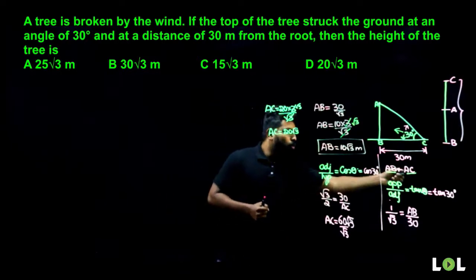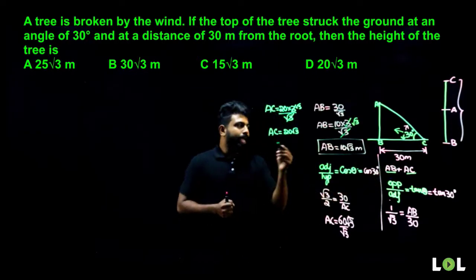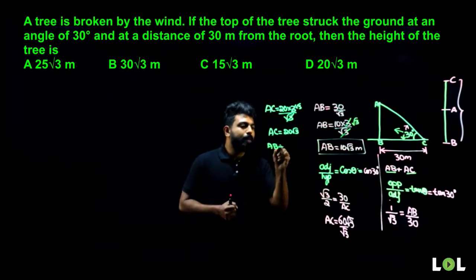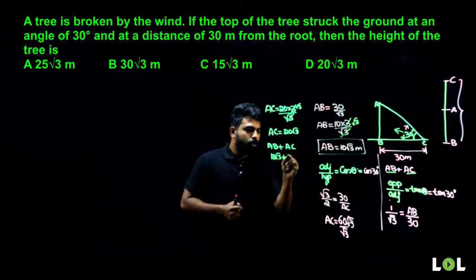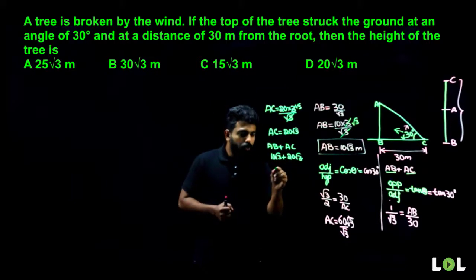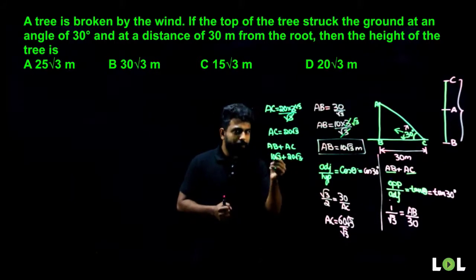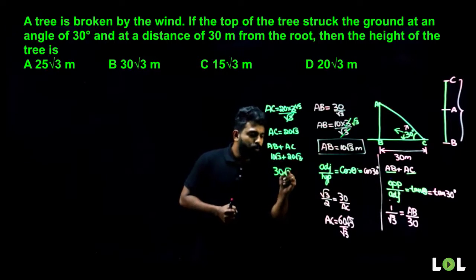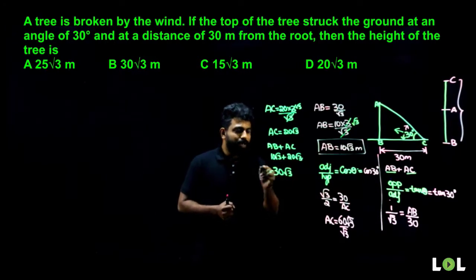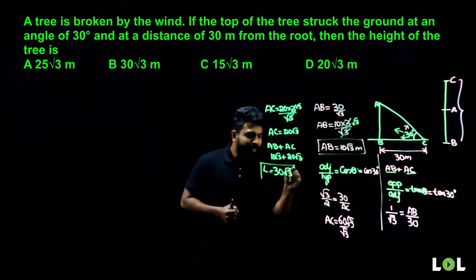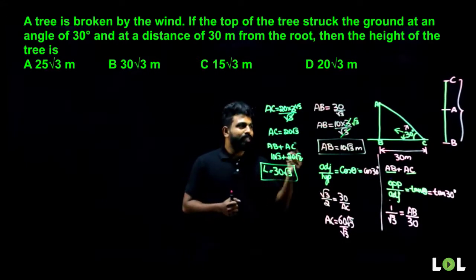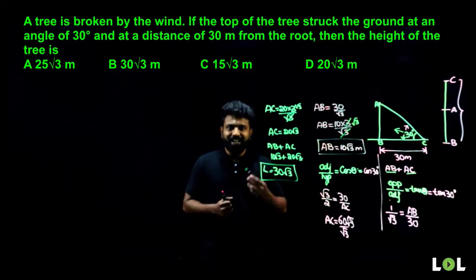Now, what will be the total length of my tree here? It will be AB plus AC, that is 10 root 3 plus 20 root 3. So finally, what will we be left with? 10 root 3 plus 20 root 3 will be 30 root 3, and this will be the total length of my tree. So the length of my tree is 30 root 3. Do we have this in our options? Yes, option B, 30 root 3 will be my final answer.